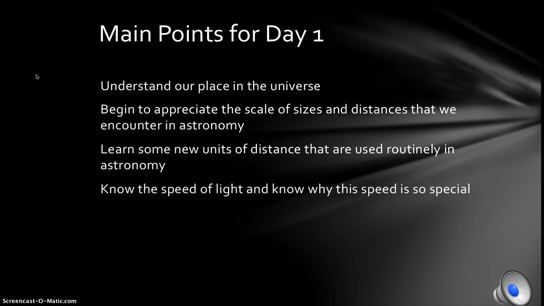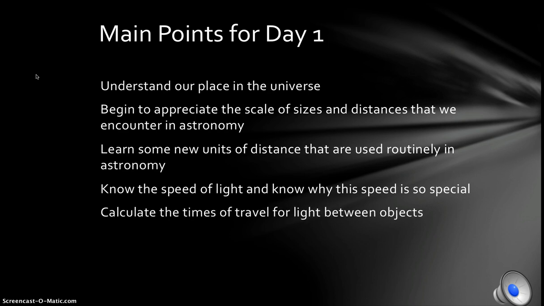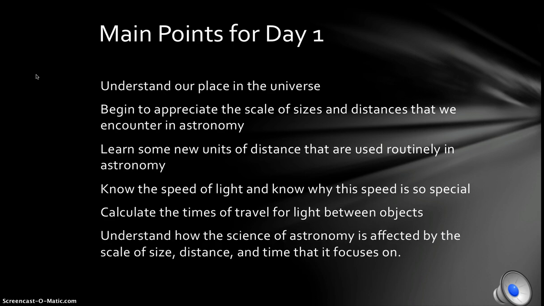The speed of light is important in astronomy because, for one, we're studying light coming from objects, and we also use it to measure another distance, which is called a light year. We'll be able to use this and our very basic knowledge of rate times time equals distance to figure out how long it takes light to travel between objects. Finally, we want to take a look to help us understand how the science of astronomy is affected by the scale of size, distance, and time that astronomers are studying.